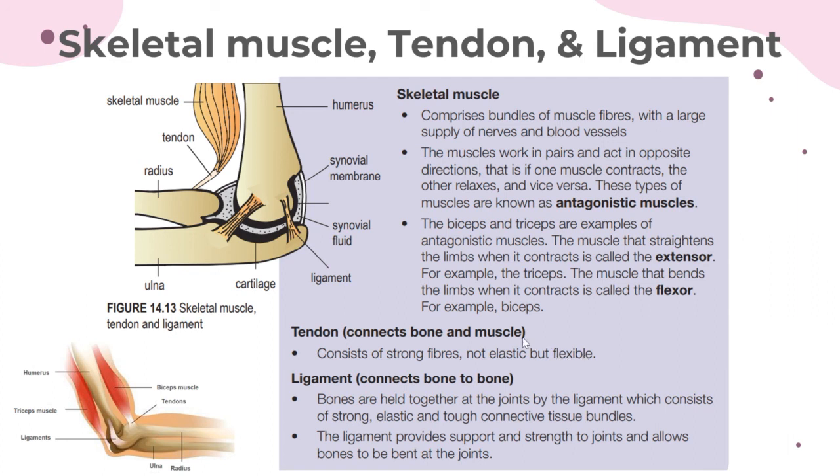Again, what is the function of the tendon? It connects bone to the muscles. And what are the characteristics of the tendon? It is strong but not elastic, so it is not stretchable, but it is flexible and not easily broken down.